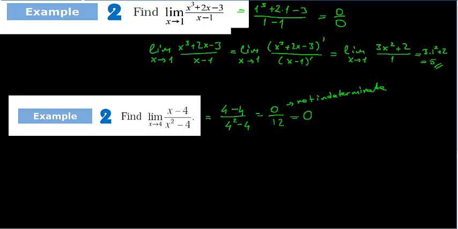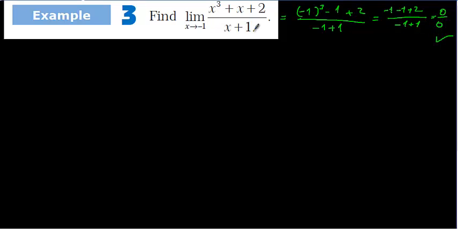Okay, the next one. x cubed plus x plus 2 over x plus 1. When you replace x, we know that one, it's going to be equal to (minus 1) cubed minus 1 plus 2 over minus 1 plus 1. So first I try to get 0 over 0 indeterminate form. Minus 1 plus 2, this is 0, minus 1 plus 1, it's equal to 0. 0 over 0 indeterminate form I found.